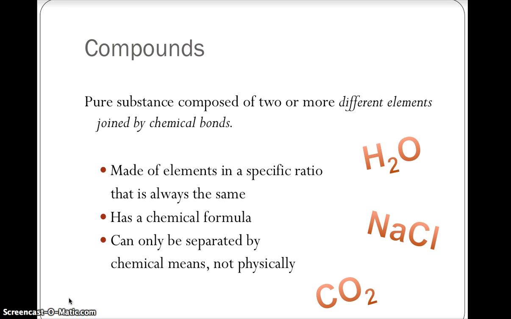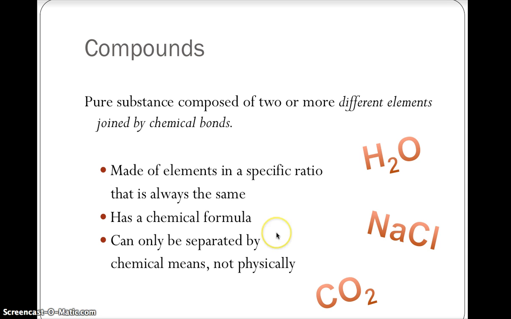Sorry about that little pause in there. Yes, it is a pure substance composed of 2 or more different elements joined by chemical bonds. The elements are going to combine in a specific ratio. So when you have water, it's always H2O. If you don't have 2 H's and 1 O, then you don't have water. And H2O is the chemical formula for water. It's taking the element symbols and some numbers and telling you what the ratio and combination is.